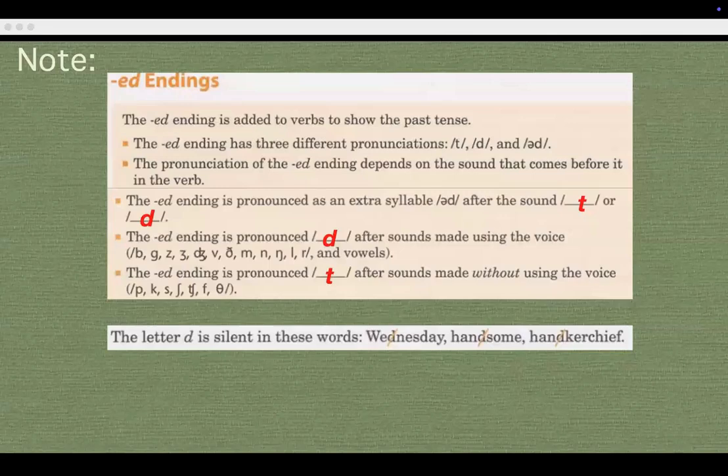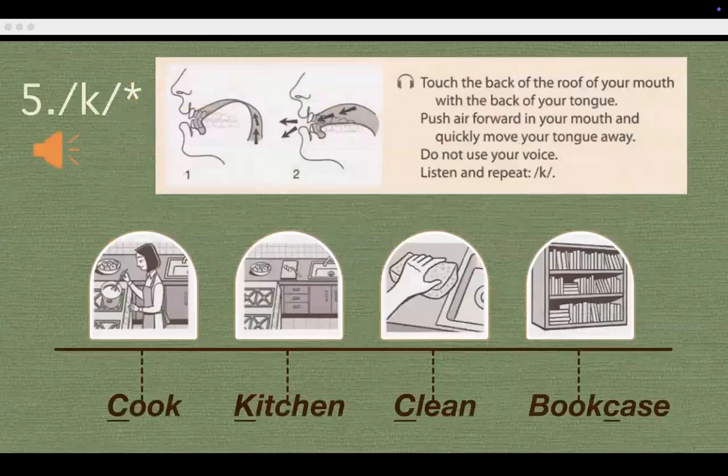Okay, so next one we have the letter d is silent in these words: Wednesday, handsome, handkerchiefs, handkerchief.